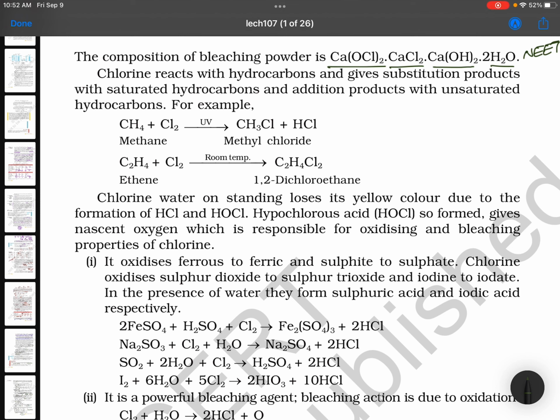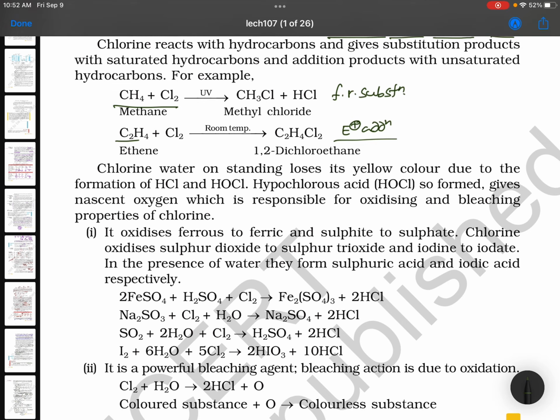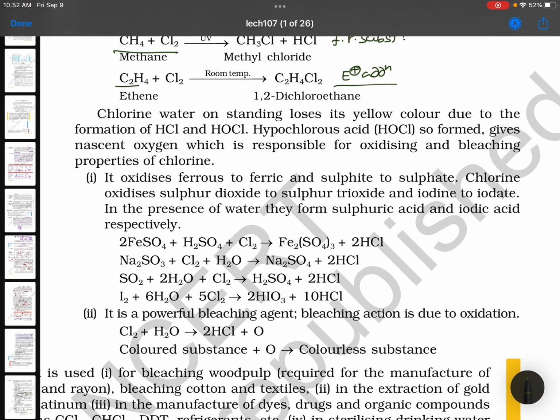Chlorine reacts with hydrocarbons and gives substitution products with saturated hydrocarbons and addition products with unsaturated ones. This is a free radical substitution reaction. Check our first year notes. It is an electrophilic addition reaction. Second year and first year organic chemistry notes, both years you can see.